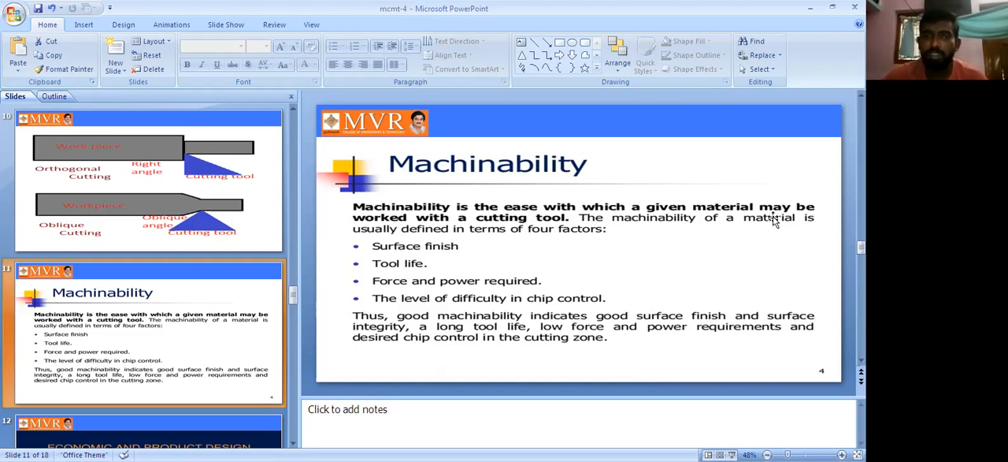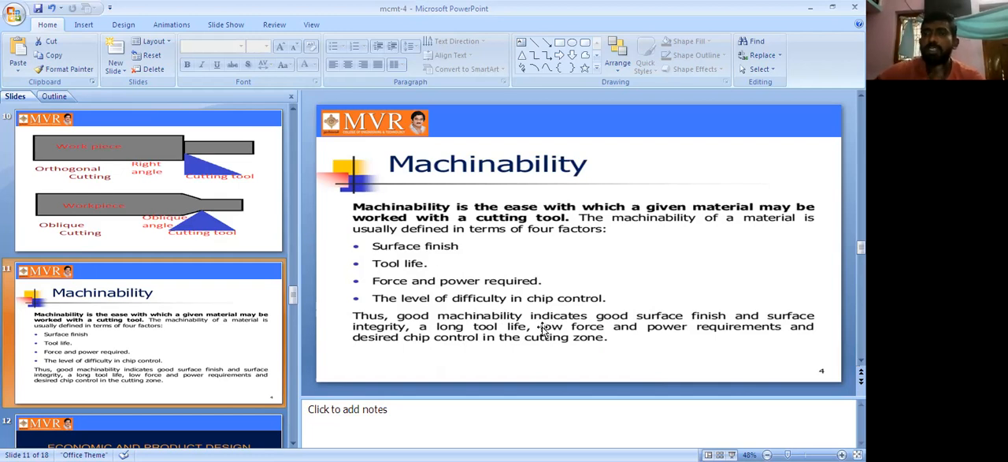The machinability of a material is usually defined by the following 4 factors. So machinability generally depends on 4 factors. The first one is surface finish, then tool life, then force and power required. Next is the level of difficulty in chip control. So machinability depends on these 4 factors. Thus good machinability indicates good surface finish and surface integrity, a long tool life, low force and power requirements, and desired chip control in the cutting tool. So good machinability indicates these points.